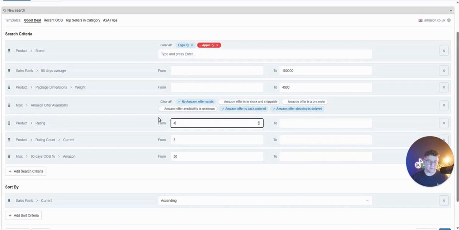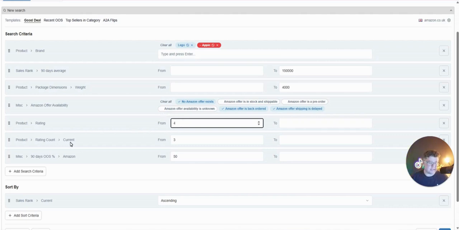I like to source products which are 4 stars or above. We don't want to be getting negative feedback because one of our products which we've chosen is just not a good product, and that is reflected on our seller account. So personally, that one I do change to 4.